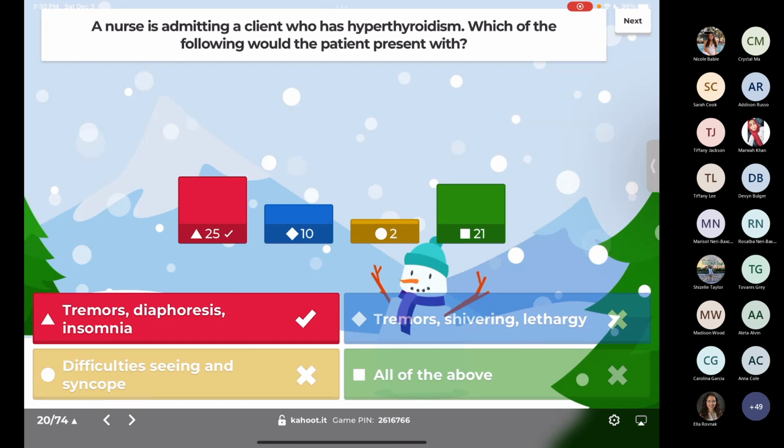Good job, guys. So remember, the thyroid hormone gives us energy. So with all of that energy, I'm going to be sweaty. I'm probably not going to be sleeping much. I'm going to have some tremors. Additionally, I'm not going to be tired and I'm not going to be shivering. And typically, these patients won't have any syncope.